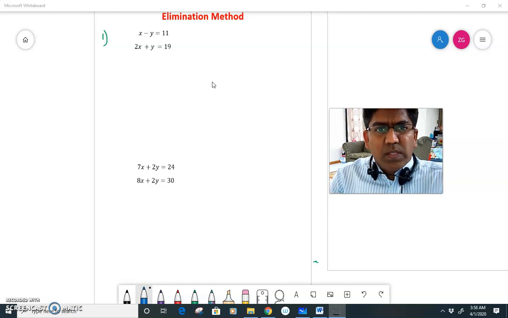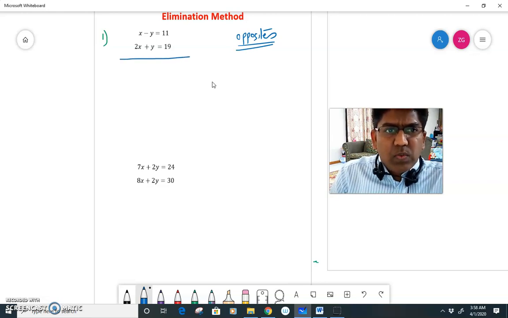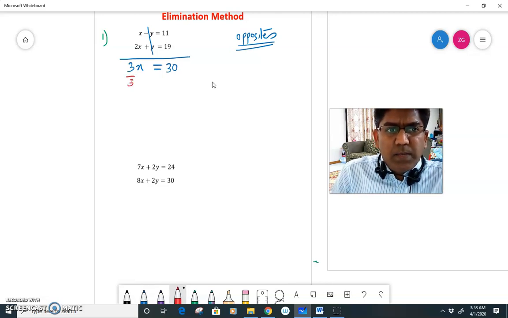So the moment you see that your coefficients are opposite, you simply add them and that variable will get eliminated. So let's add these two. 1x plus 2x will give me 3x, plus y and minus y will get cancelled, and 11 plus 19 gives me 30. Now to solve this, I'll divide both sides by 3. So 3 divided by 3 is 1x. We can simply write it as x, and 30 divided by 3 will give me 10. So I got the value of x.